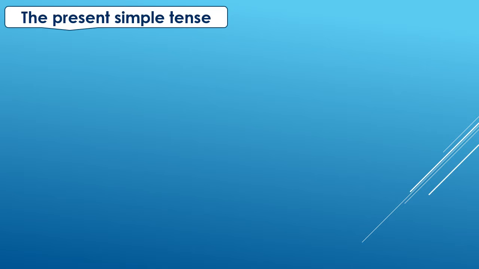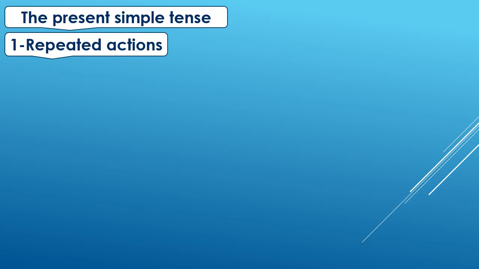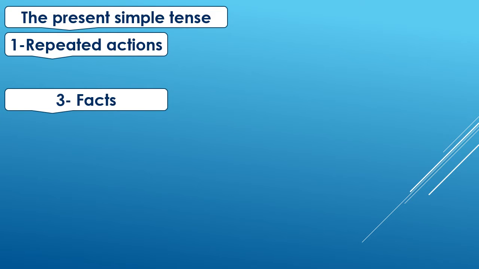Okay, we will begin the present simple tense. What is the present simple tense? The present simple tense, the first form of the verb. We use the present simple tense, number 1, to express repeated actions. Okay, number 2, facts.